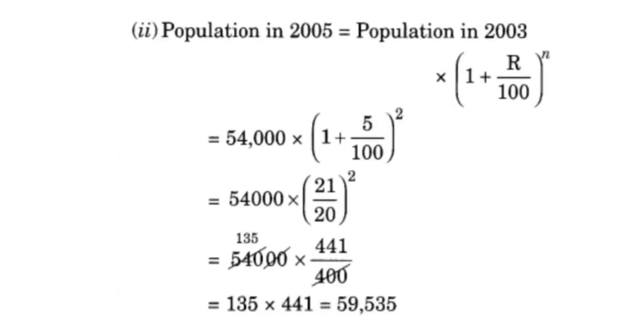Now let's see the second one. Population in 2005, that is equal to population in 2003 into 1 plus r upon 100 and the power is n. Now put the values. 54,000 into 1 plus 5 upon 100 and the whole power is 2. So 54,000 into 21 upon 20 square. So 21 square is 441 and 20 square is 400. So it will come 59,535. This is the required answer.